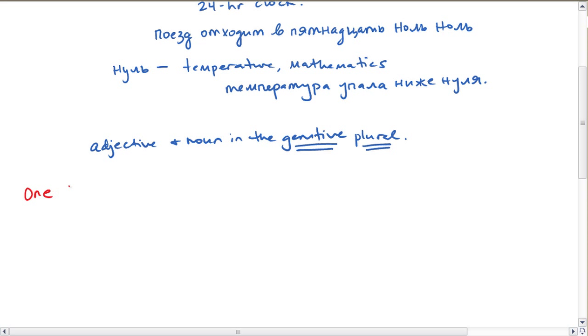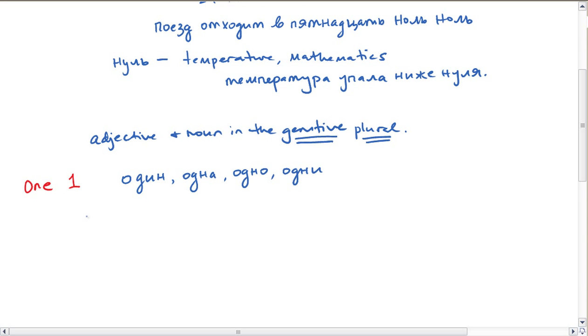1. So again, there are quite a few words for 1, because 1 is not your typical number. It behaves like an adjective, and it must agree in gender, number, and case with the noun that it's describing. So we start off in the nominative case with один, одна, одно, and одни. So we have masculine, feminine, neuter, and plural.